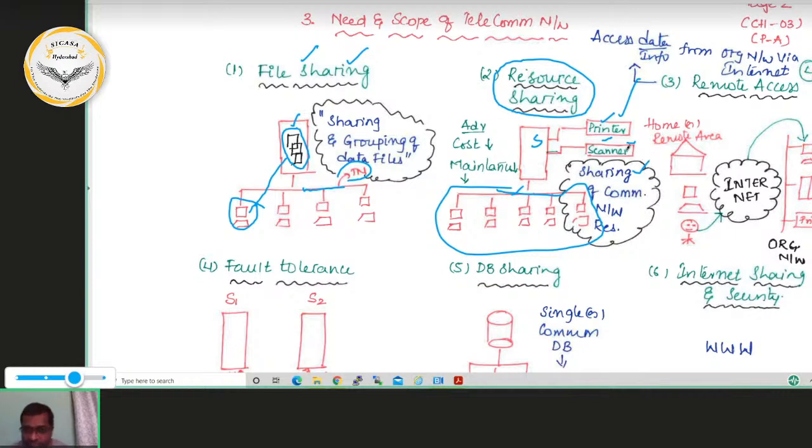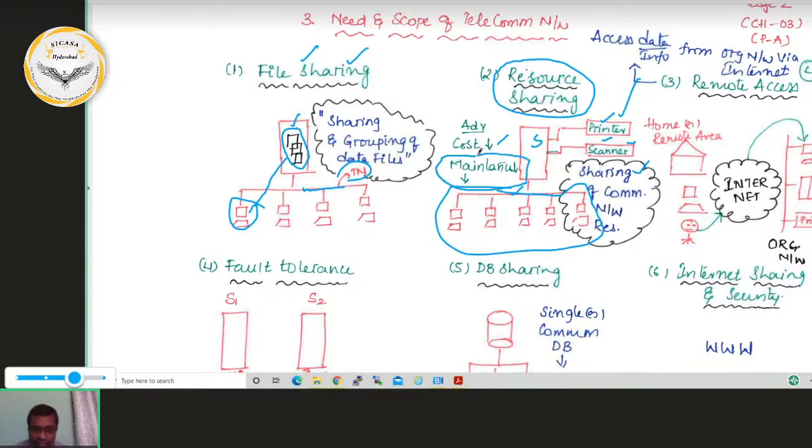Now, if I share telecommunication network resources, the cost of resources will come down. Yes or no? Let us say you have 70,000 employees, and I can maintain only 7 printers. Every computer, if it wants to access the printer, can use the telecommunication network. So what happens to the cost? The cost will be reduced and maintenance also will be reduced.